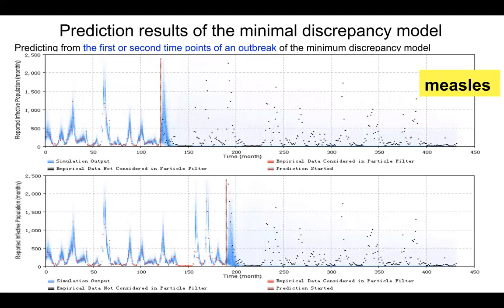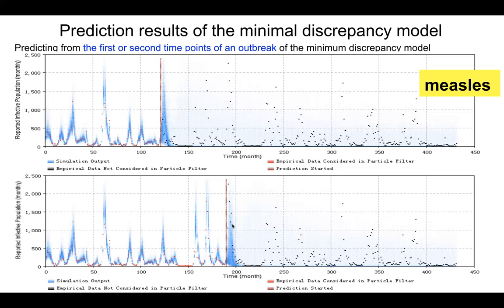Okay, so the third category of results is where we show the performance of the particle filtering model in predicting future outbreaks. We have done four categories of experiments. For the first category, we use the particle filtering model predicting from the first or second time point. One time point is 1 month. It means we are projecting at the first or second month, when the outbreak is just beginning.